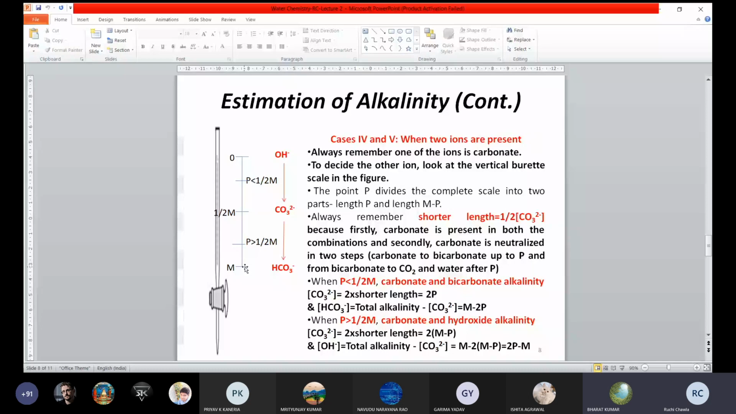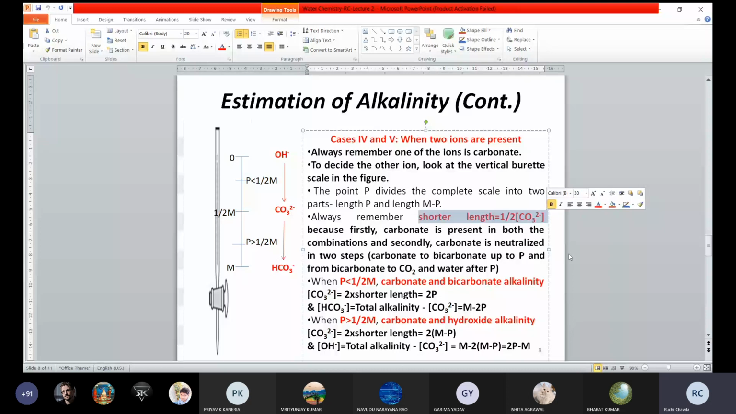Now the trick that you have to remember is that the shorter length is always equal to half of the carbonate strength. Remember this and you will be able to fill all the entries of the last two conditions. Shorter length is always half carbonate.